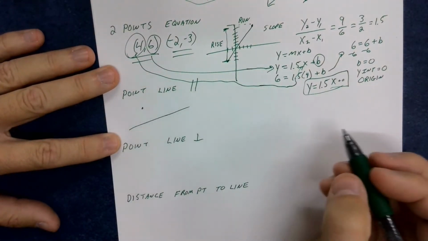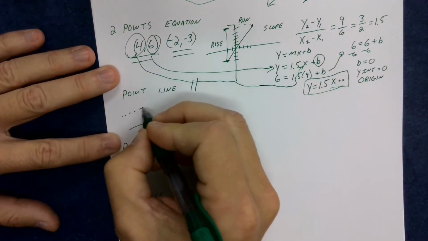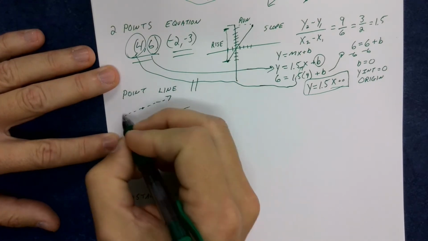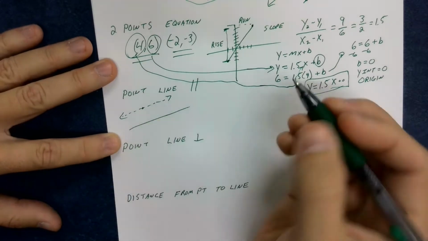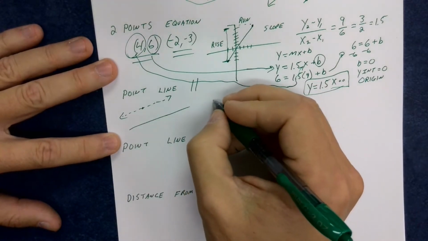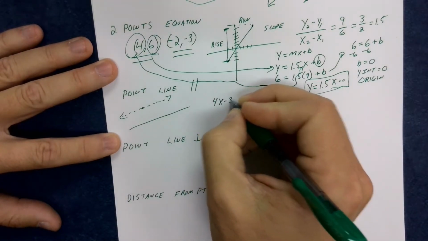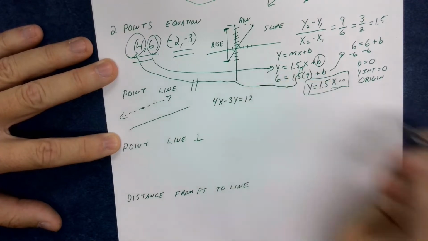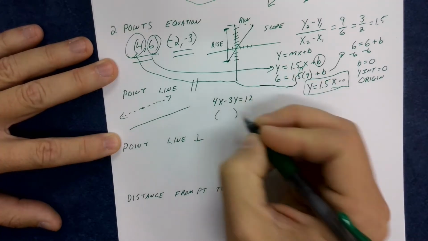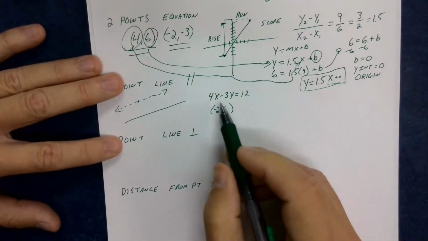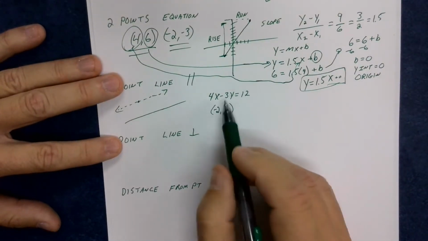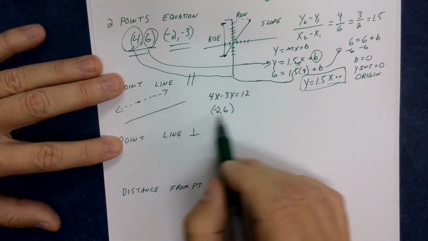And I wanted to find an equation of this line right here that's parallel to this line going through this point. So I'm just going to make up a line. So let's go 4x minus 3y equals 12. And I have a point of negative 2, 6. Okay? So I'm trying to find an equation of a line that's parallel to this line and goes through this point.